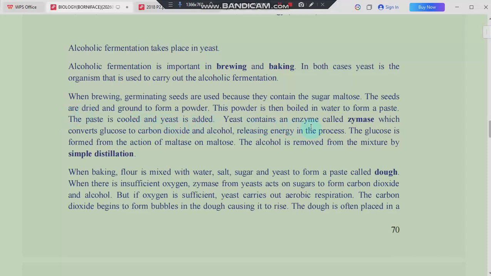So yeast contains an enzyme called zymase, which converts glucose to carbon dioxide and alcohol, releasing energy in the process. Then the glucose is formed from the action of maltase on maltose. So this maltase is an enzyme which works on maltose. Then the alcohol is removed from the mixture by simple distillation.